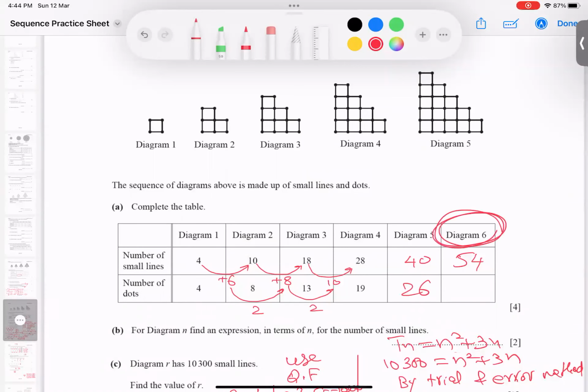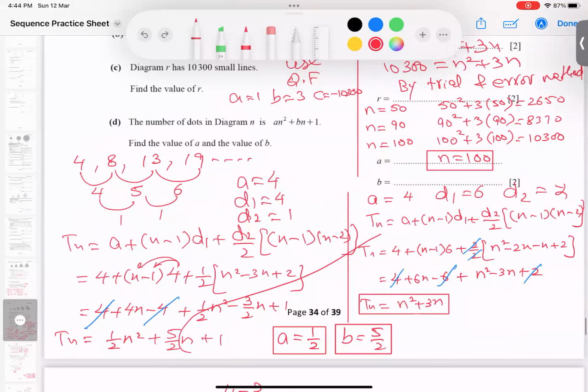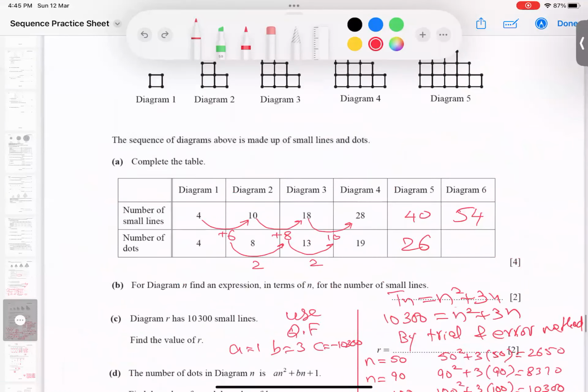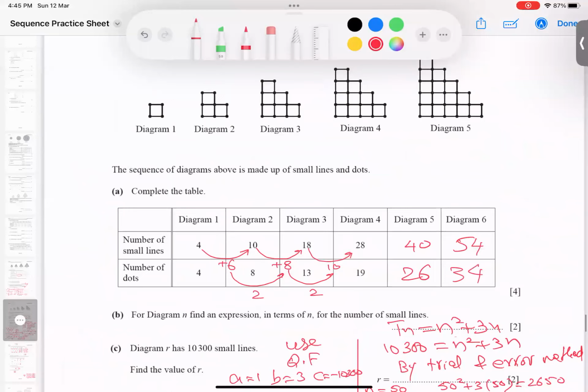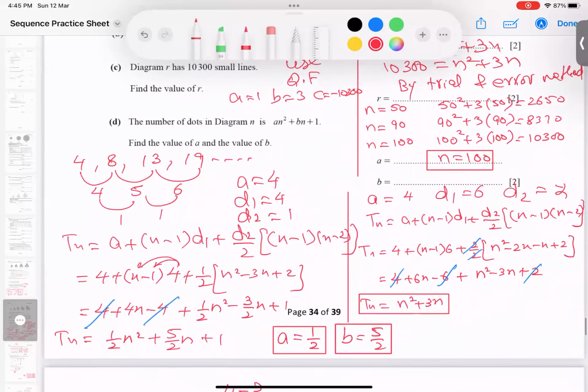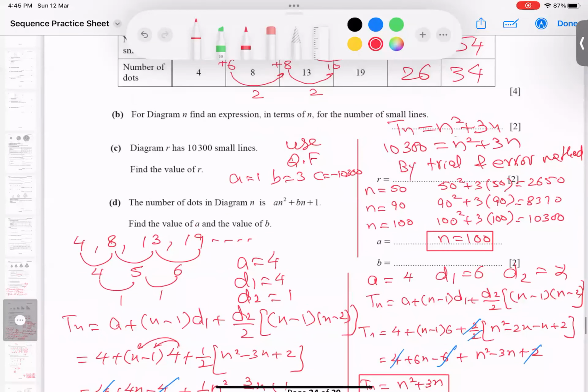Now for diagram number 6, I'm going to plug in 6 here and 6 here. Let's see what the answer turns out to be. Half into 36, why 36? Because n to the power 2, plus 5/2 times 6, and plus 1. And I get 34. So Alhamdulillah, I believe the point is confirmed now and the question is over.